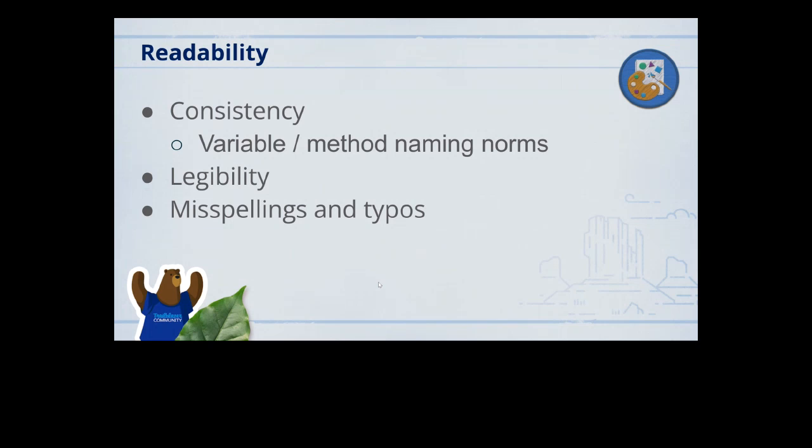And anybody who tells you that you're wrong if you don't name your variables this specific way, that's not what matters. What matters is consistency. Find something that works for your team and be consistent in the variable and method naming norms. Some of this will be covered by some automation that we'll talk about later, but consistency is key throughout all of this. It also helps with legibility.